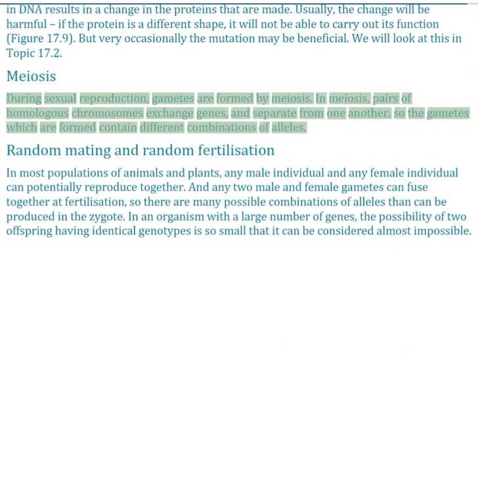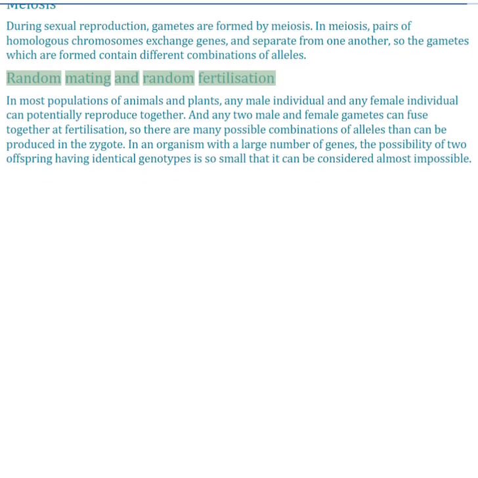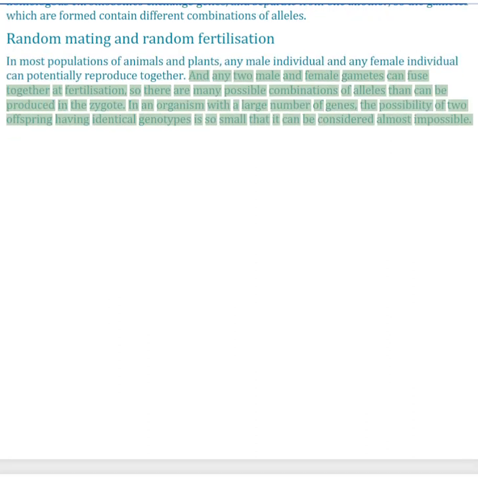Meiosis. During sexual reproduction, gametes are formed by meiosis. In meiosis, pairs of homologous chromosomes exchange genes and separate from one another, so the gametes which are formed contain different combinations of alleles. Random mating and random fertilization. In most populations of animals and plants, any male individual and any female individual can potentially reproduce together. And any 2 male and female gametes can fuse together at fertilization, so there are many possible combinations of alleles that can be produced in the zygote.